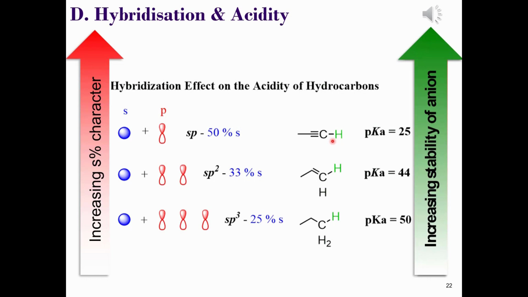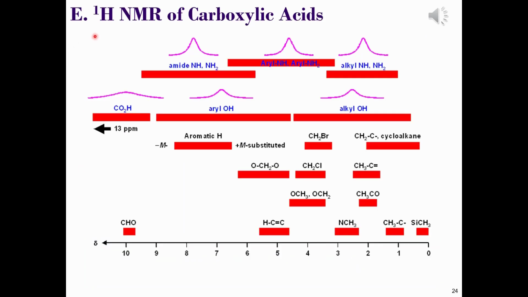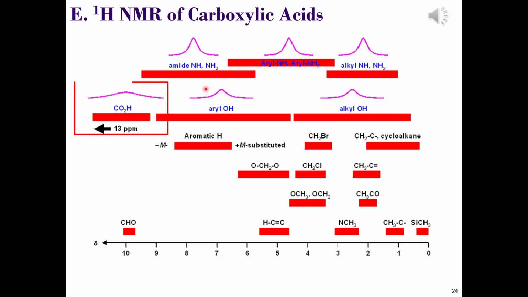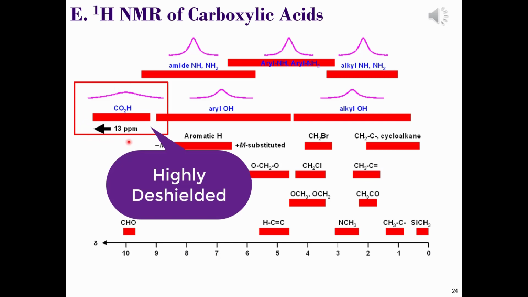This concludes part D. And in this video, we're going to look at the proton NMR of carboxylic acids. On this slide, we see a range of chemical shifts for a number of functional groups, and in particular, all of the broad peaks or signals for hydrogen bonded oxygen and nitrogen atoms. In particular, we're going to pay attention to the carboxylic acid group, which is highly deshielded and is the most downfield of all of our NMR signals. This can appear from a chemical shift range between 9.5 up to 13 parts per million.